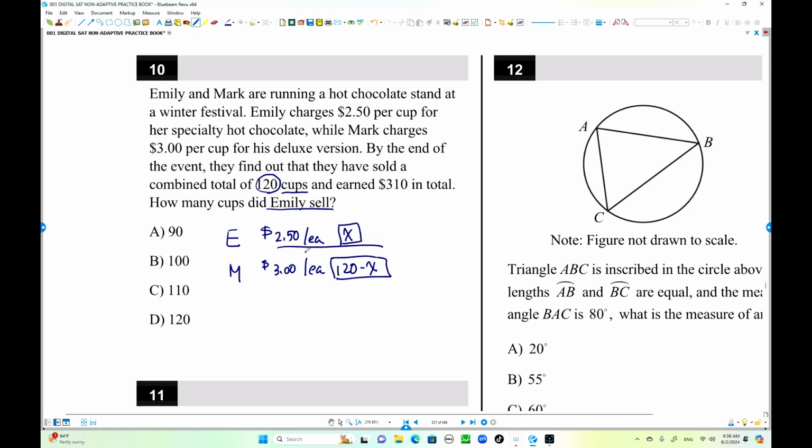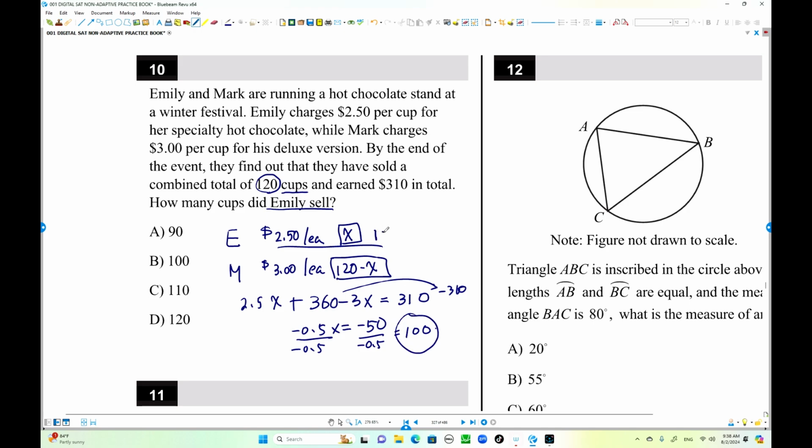What are the total amounts? 2.5 times x, plus 3 times 120, so 360 minus 3 times x, that is 3x. That is total 310. So negative 0.5x equals negative 50, right? This moves to the right, negative 360. So when you divide negative 50 by negative 0.5, which equals what? 100, okay? So this is 100 cups. Mark sold what? 20 cups, okay? 100 is the answer.